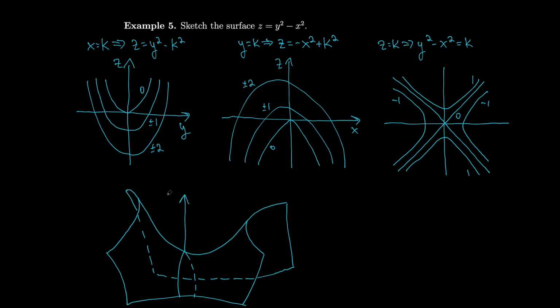So here's the z-axis. Where should I put my y-axis? How about over here? And I'll put my x-axis over there. So here's the origin. I should probably indicate, there we go. Okay, so this is called a hyperbolic paraboloid, because we got some parabola cross sections and some hyperbola cross sections.